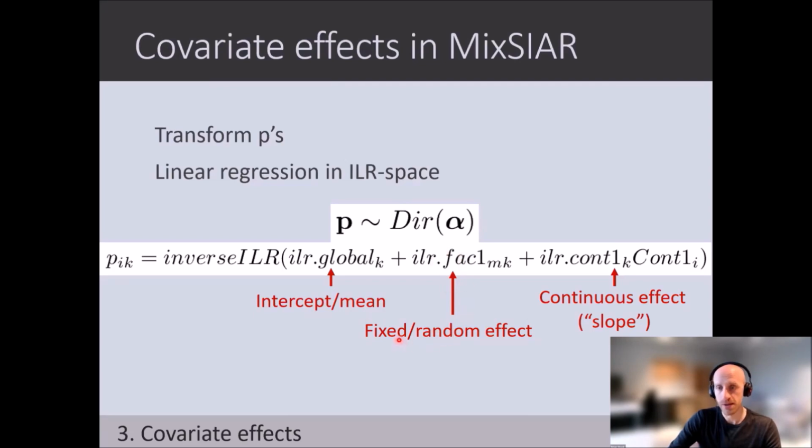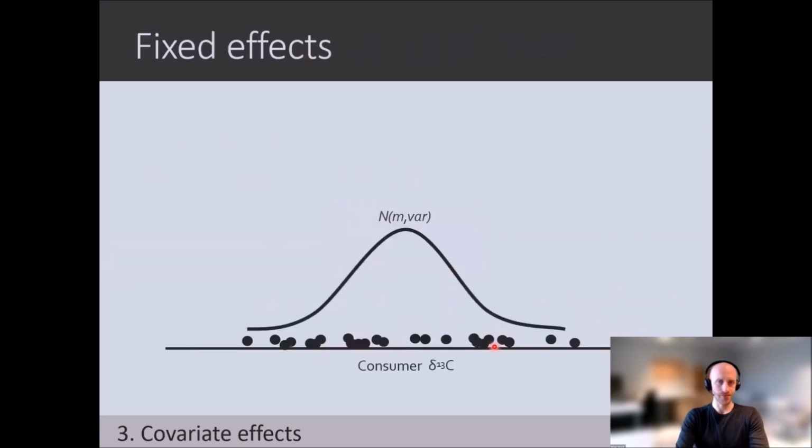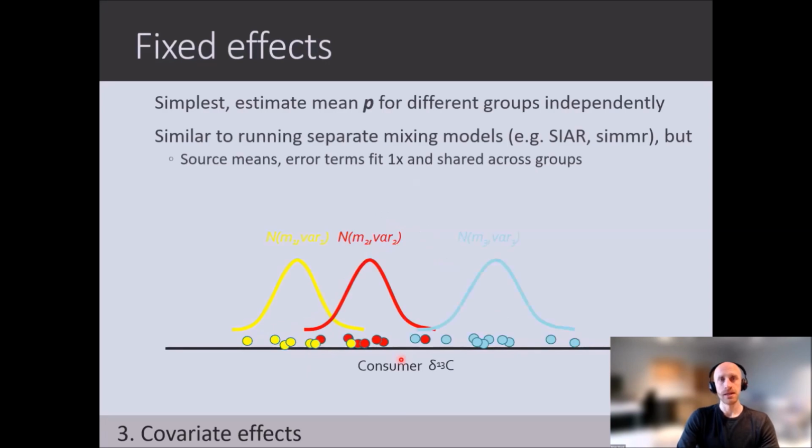And there are a couple of different ways to do the categorical effects. You can either treat it as a fixed effect or as a random effect, which I'll show you. For the fixed effects, instead of assuming that all consumers are the same and just estimating a mean diet, the simplest way is to estimate a mean diet proportion for the different groups independently. This is similar to running a separate model for each group, which you can do in other software. But one difference is that the source data, which I said was hierarchically fit, is only being done once. Whereas if you fit separate mixing models on each mixture or consumer group, then you would let the source means move around in a different way if you're running them independently. And then there are also error terms in this type of model that would be fit one time and shared across groups. So there are some differences that are not obvious at first.